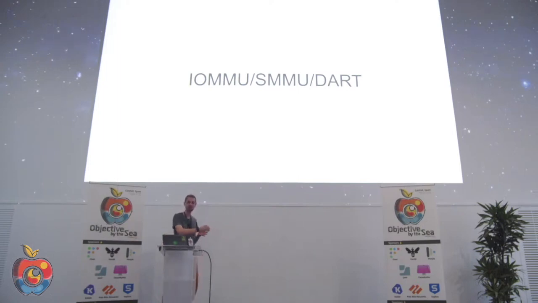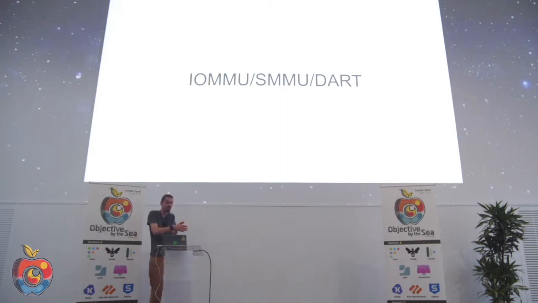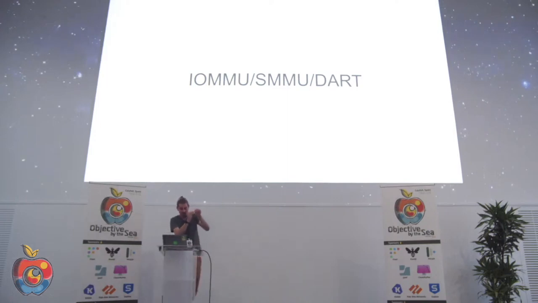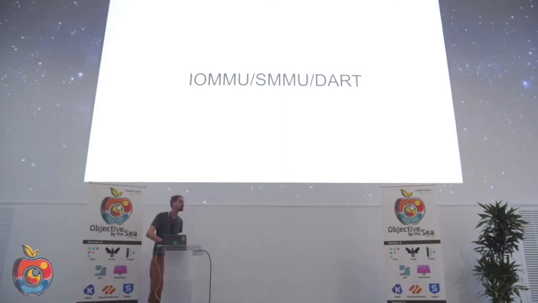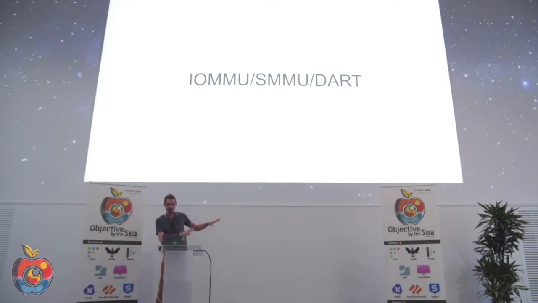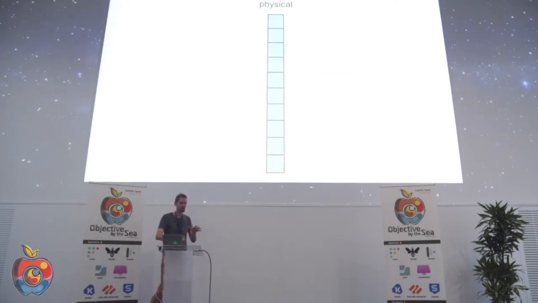The display coprocessor doesn't have direct physical memory access. There is actually something called, in Apple parlance, a DART, which I had to write down what it means, Device Address Resolution Table, which for those from an Intel background is like an IOMMU. The ARM term would be SMMU. So I'll try and do what is an IOMMU in 30 seconds.